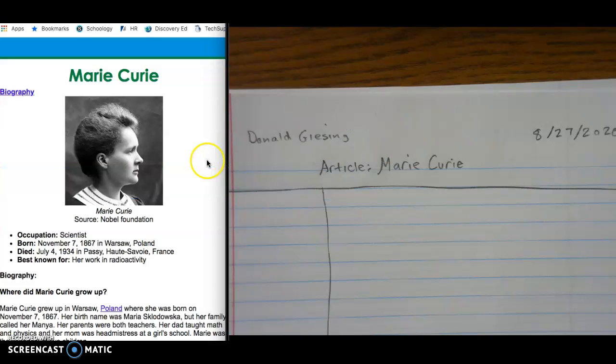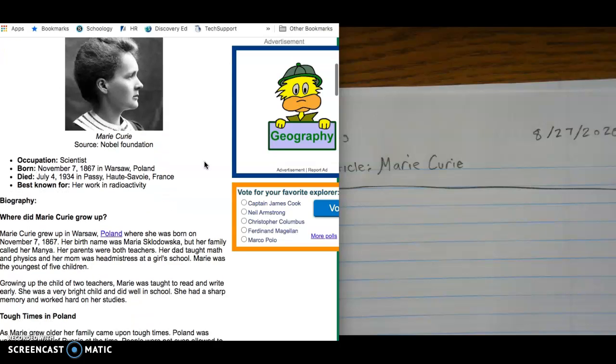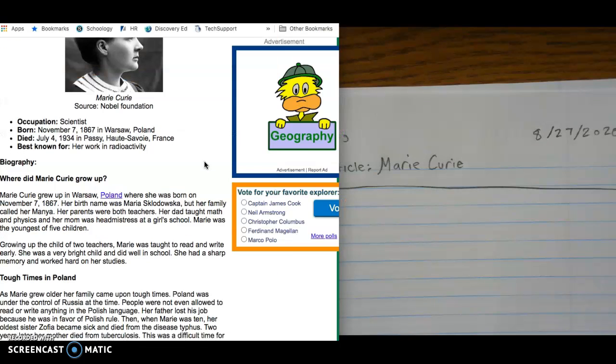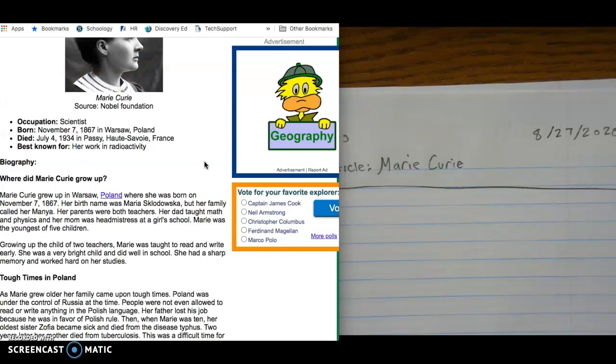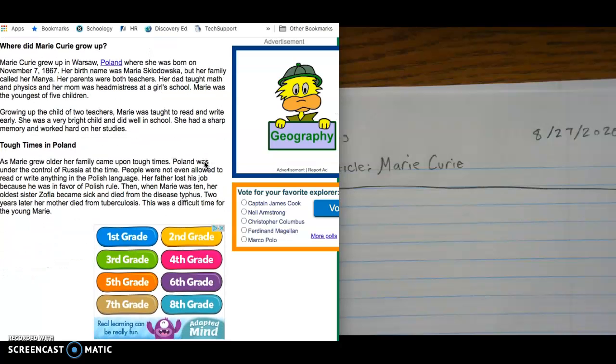So as we start here, we're going to start with Marie Curie, occupation scientist, born November 7th, 1867 in Warsaw, Poland, died July 4th, 1934 in Passy, I don't know how to say that, France, and best known for her work in radioactivity. So we're going to start with the section called Where Did Marie Grow Up?